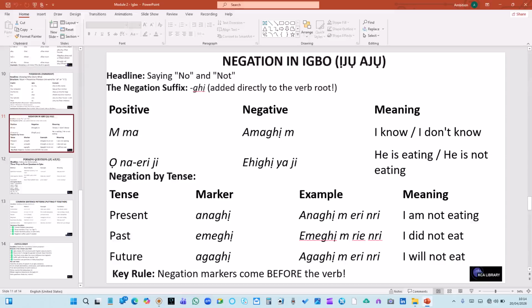Ọ na-eri ji, that's the positive. Then the negative is erighị ya ji. Ọ na-eri ji means he is eating. Erighị ya ji means he is not eating.